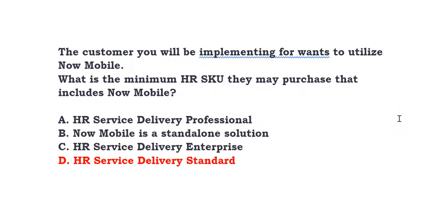Our next question is, the customer you will be implementing for wants to utilize Now Mobile. What is the minimum HR SKU they may purchase that include Now Mobile? Option A, HR service delivery professional. Option B, Now Mobile is a standalone solution. Option C, HR service delivery enterprise. Option D, HR service delivery standard. Correct answer is option D, HR service delivery standard.